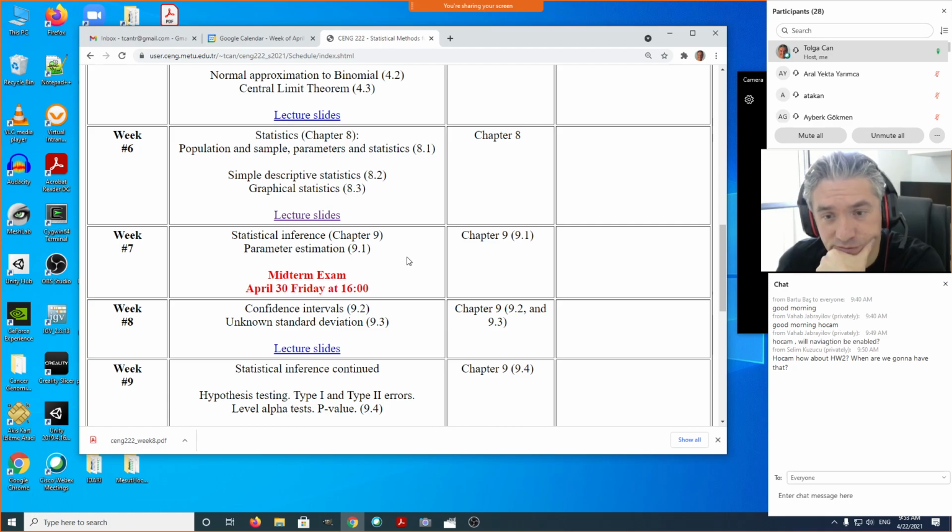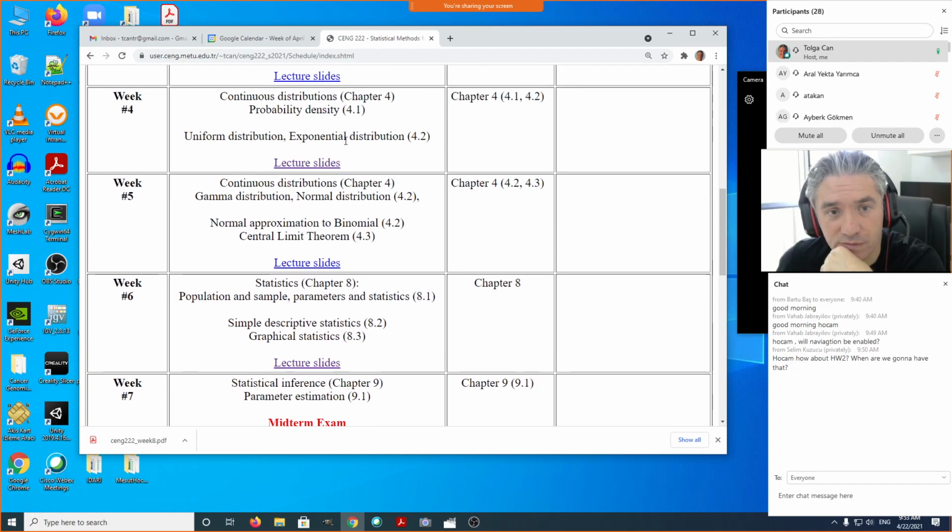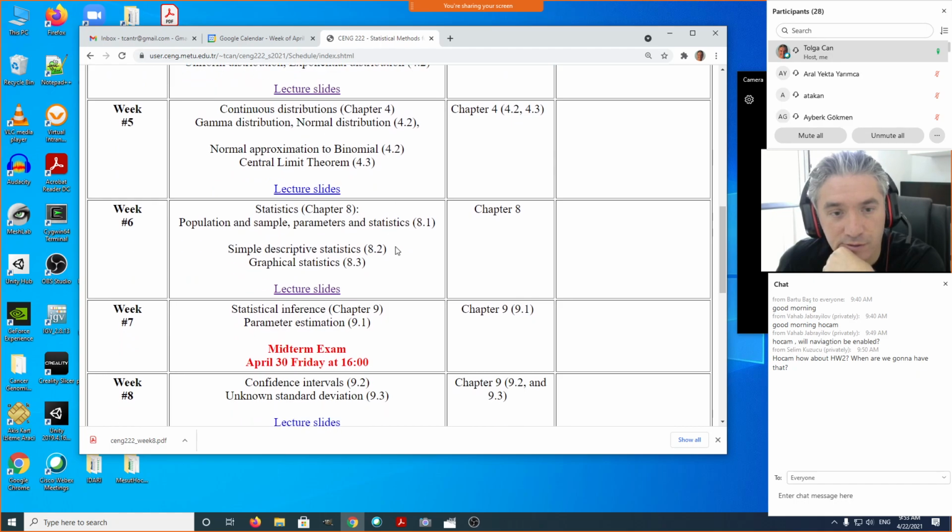On Thursday, I can spend 1 hour to solve some exercises at the end of the chapters. I mean, of course, from the first chapters 2, 3, 4, and 8. Just some practice for the midterm. I can spend 1 hour for that.